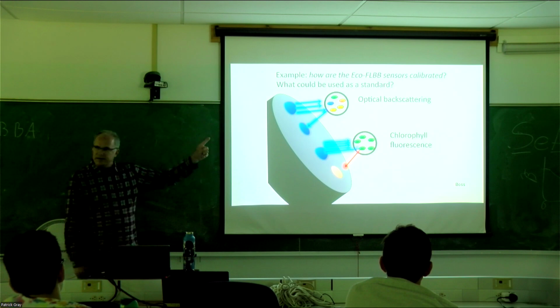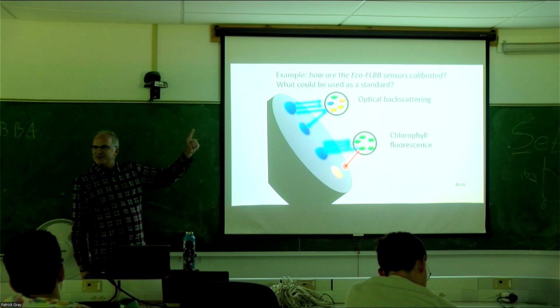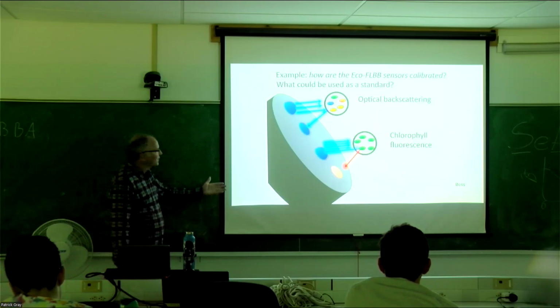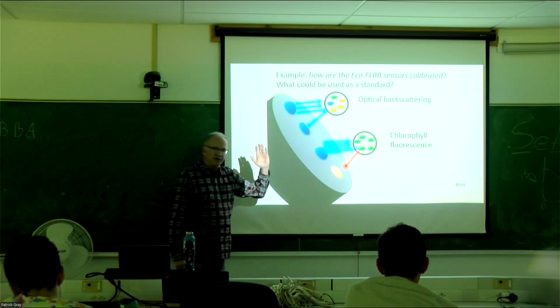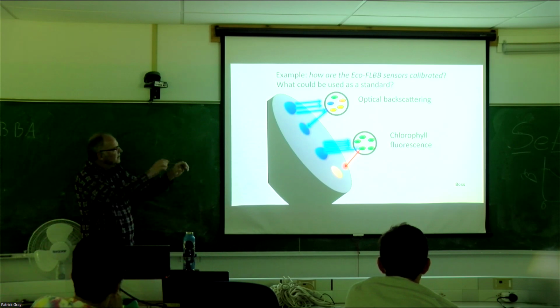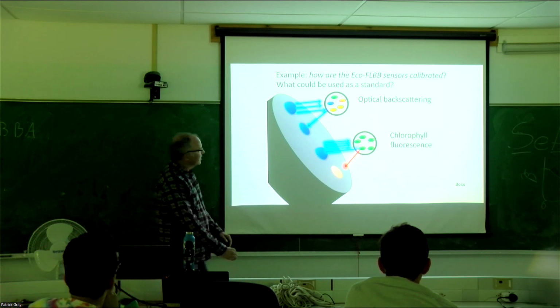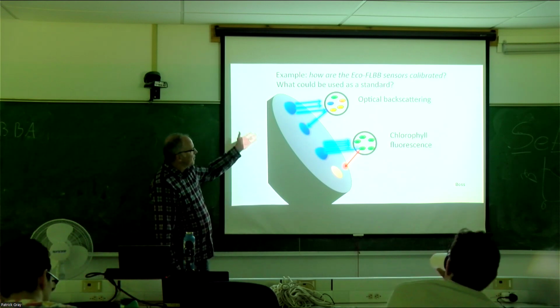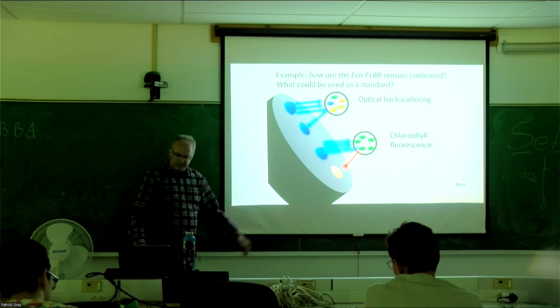So I think you've all seen ECO FLBBs or some version of an ECO sensor, right? So you know what this is. It's got an emitter and a detector. They're at angles to each other. So you can imagine 2 cones of light coming out at some angle on each one. So typically you're doing optical backscattering and a chlorophyll fluorescence measurement.